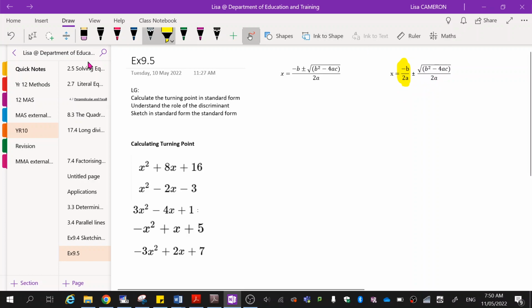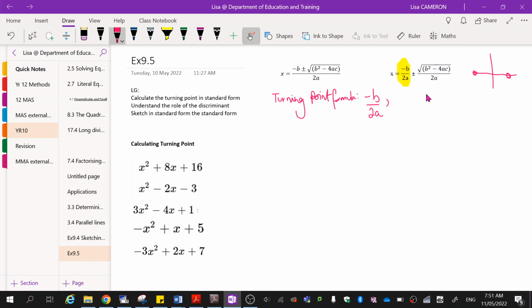This part here, once I've found the middle, is going to tell me how far left and right to go of that to get my intercepts. That's why your quadratic formula works to help you find the roots of an equation. It finds the middle and then splits the difference either side of it. So that first part helps us find the middle. When we're looking at the turning point formula, we're calculating the x coordinate of the center, and we put it back into the equation to find the y coordinate.